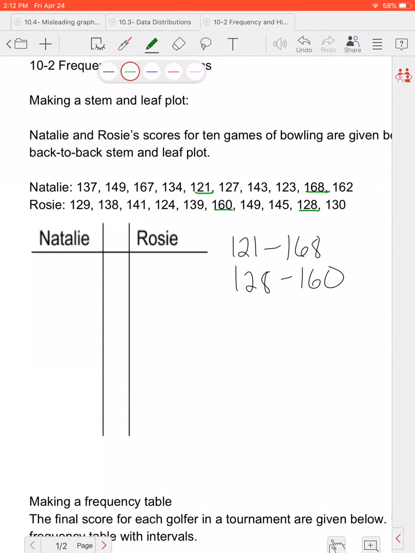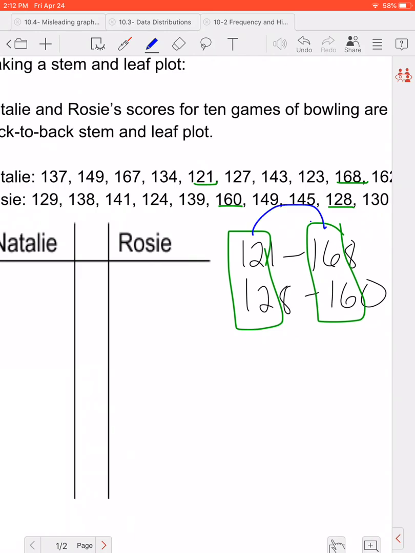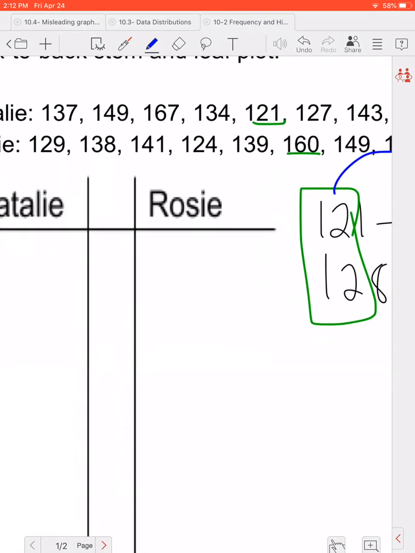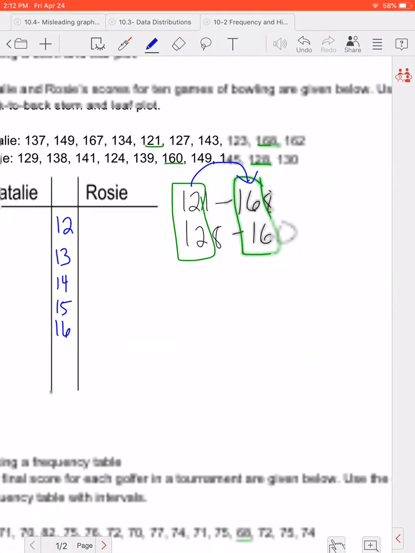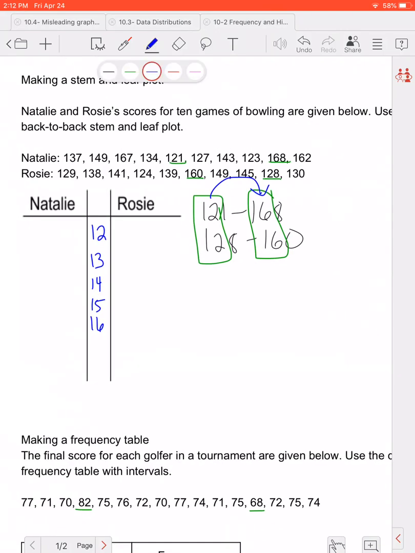Now what I'm going to do is, I really care about these front numbers. So we have 12 to 16. That's our tens place, or our hundreds as well, right? It's just everything but the ones place. So I know I need to go from 12 to 16 in my stem part. So I'm going to have a 12, a 13, a 14, a 15, a 16. Now I'm going to go ahead and erase this.